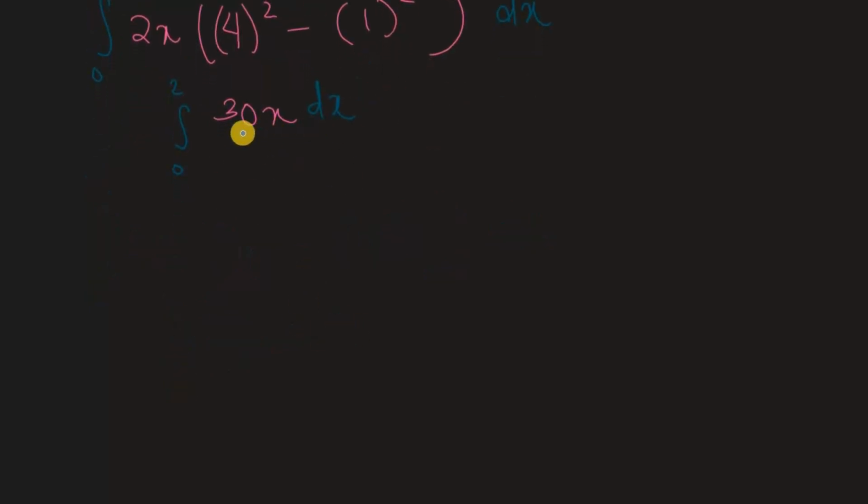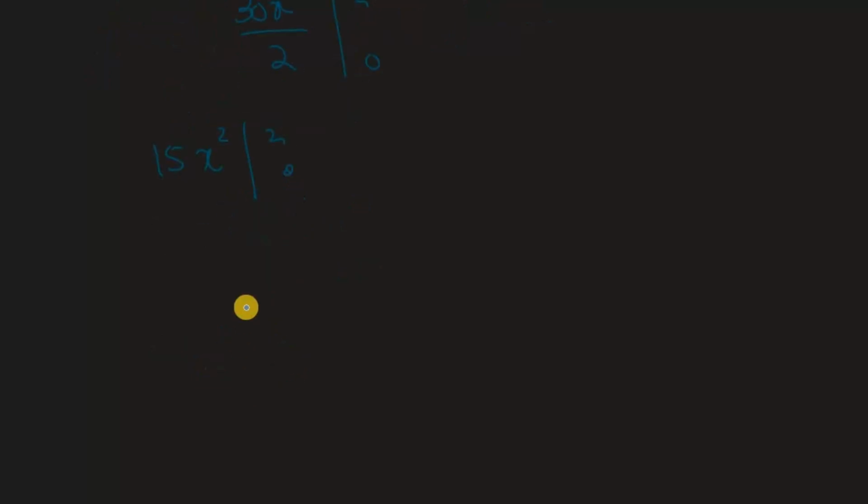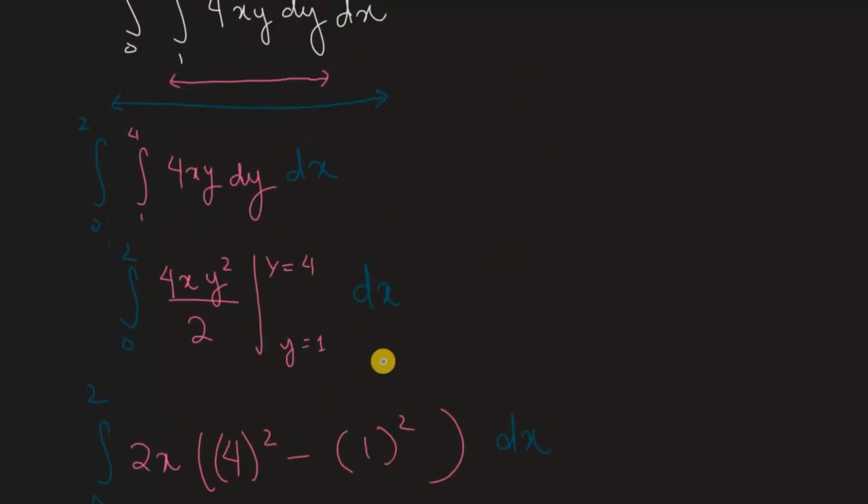Here this is like a Cal 2 problem. It's really easy, one variable. So 30x squared divided by 2 from 2 to 0. Here you can simplify it to 15x squared from 2 to 0. Now plug in 2 and 0 inside. So 15 times 2 squared minus 0. This becomes 15 times 4, which is 60. And this is the final answer to this problem.